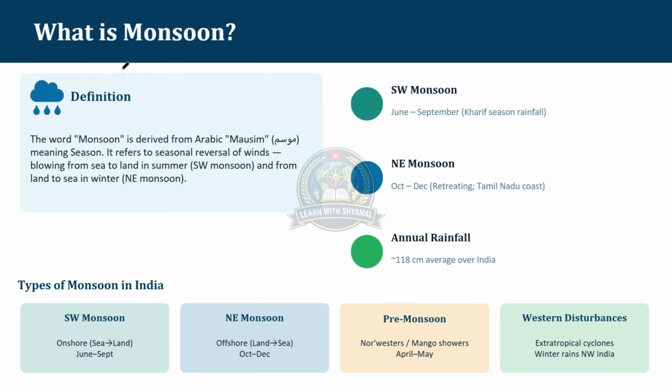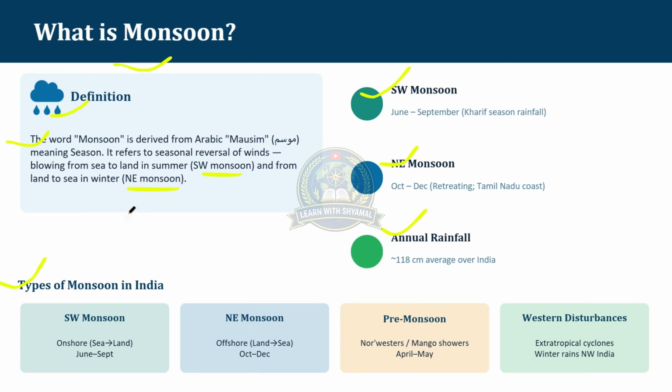Okay, first of all, what is monsoon? Definition: the word monsoon is derived from the Arabic mausim, meaning season. It refers to the seasonal reversal of winds blowing from sea to land in summer, the southwest monsoon, and from land to sea in winter, the northeast monsoon. Southwest monsoon: June to September, Kharif season rainfall. Northeast monsoon: October to December, retreating, Tamil Nadu coast. Annual rainfall is 118 cm average over India.